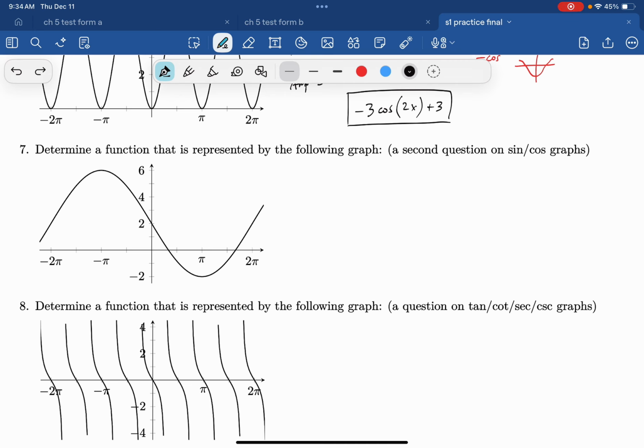But the answer is that the period is 4 pi. Okay, why is it 4 pi? Well, there are different ways of looking at it. You can either first draw the average. So the average line is clearly at 2.